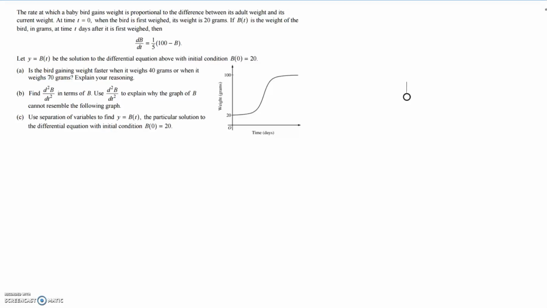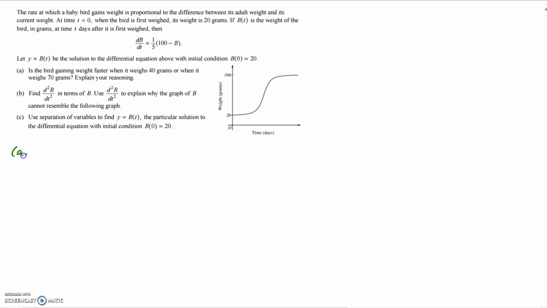This is a differential equation problem. What's given is dB/dt, where B is the weight of a bird in grams. So dB/dt represents the rate of change of the weight of a bird. Part A asks, is the bird gaining weight faster when it weighs 40 grams or when it weighs 70 grams?